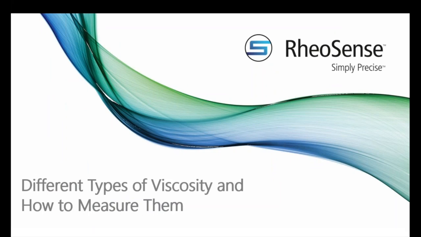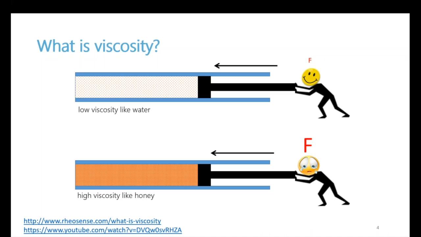So we're going to cover different types of viscosity and how to measure them. But first, I would like to start with what is viscosity? And we often define it as the resistance of a fluid to flow. But in today's presentation, I think it makes sense to focus a little bit more on what is going to be the type of flow, because that's going to determine what type of viscosity you're going to be measuring.